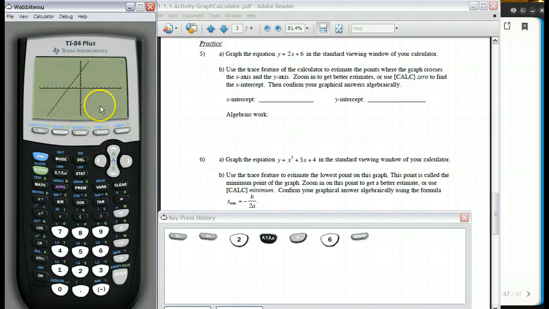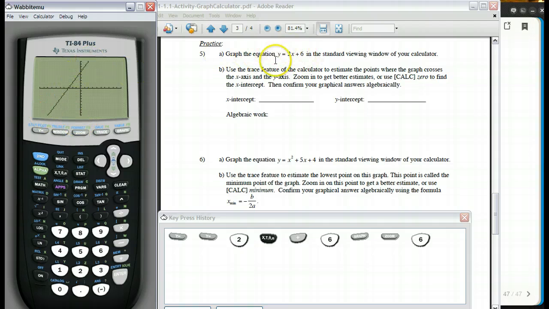This is already a standard viewing window. It's a 10 by 10 window, meaning 10 tick marks in each direction, a total of 20 in each direction. If you're not in this viewing window, you can hit zoom, and option number 6 is ZStandard, zoom standard. It takes you back to a 10 by 10 window. So zoom 6 quickly returns you to a standard viewing window. So this is the graph of this equation.